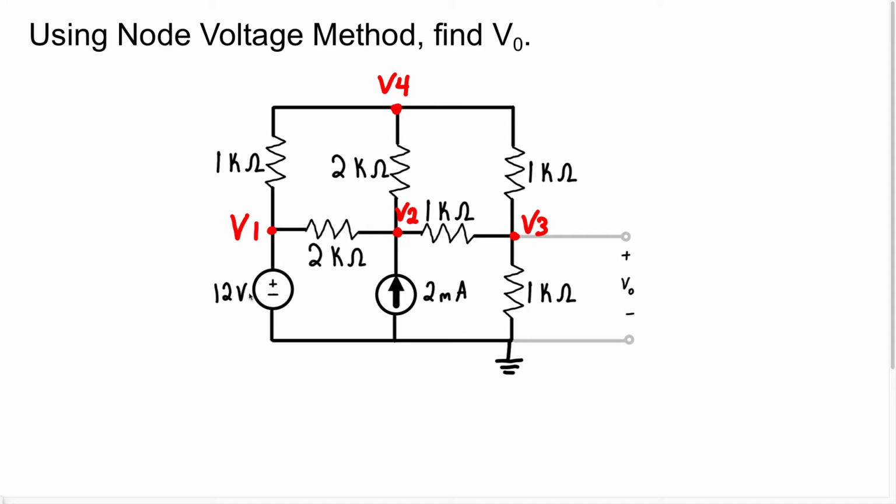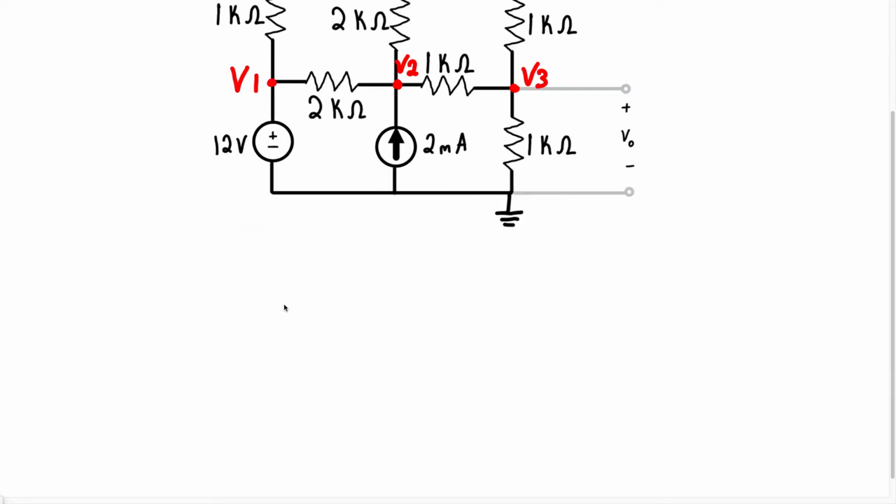When we start with node 1, before we write the node voltage equation, we can see that we have a voltage source in the branch by itself, which means the voltage at node 1 is going to be the same voltage that is in this voltage source here. Therefore, we can say V1 equals positive 12 volts because of the polarity. So we know V1 equals 12 volts. Now this isn't our answer, but I'm just going to circle it.